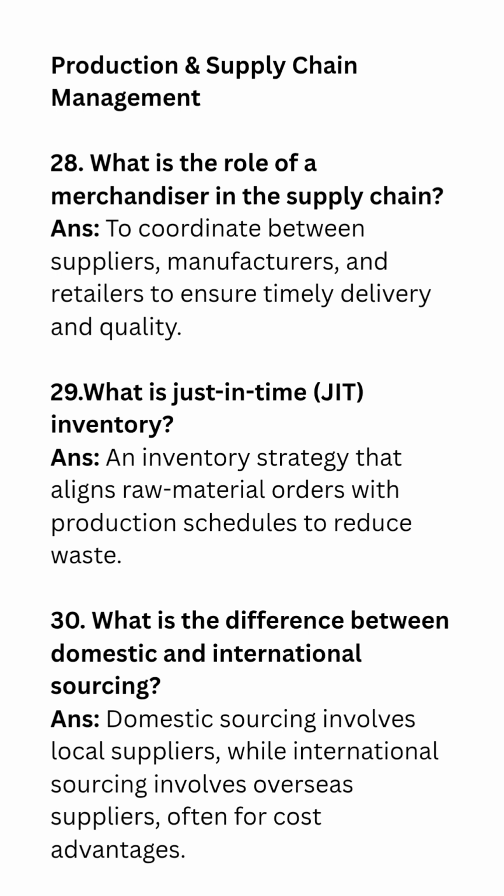29. What is just-in-time, JIT, inventory? Ans. An inventory strategy that aligns raw material orders with production schedules to reduce waste. 30. What is the difference between domestic and international sourcing? Ans. Domestic sourcing involves local suppliers, while international sourcing involves overseas suppliers, often for cost advantages.